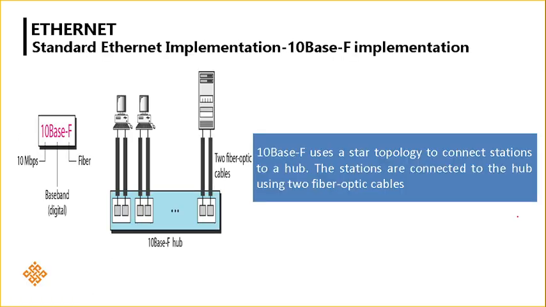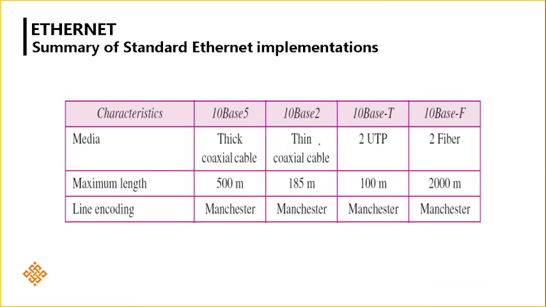Similarly, 10BaseF uses fiber optic cables, and it will also use the Manchester encoding technique, and everything is the same. So this table will give you some idea clearly. As I told you, 10Base5, 10Base2, 10BaseT, and 10BaseF. The media 10Base5 is using is thick coaxial cables. 10Base2 is thin coaxial cables. 10BaseT, two unshielded twisted pair cables, and 10BaseF will use two fiber optic cables.